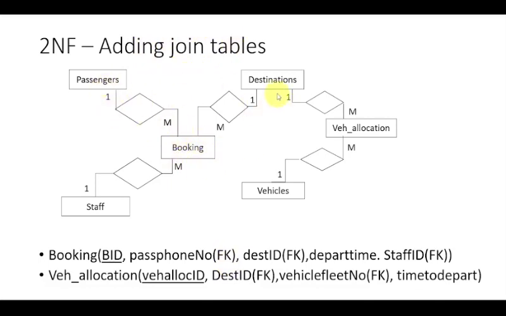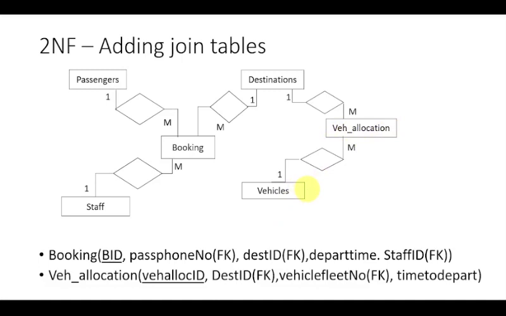So we have passengers to a destination. We have a booking table that will handle them, where the staff is also a member. Remember, the staff was having a many-to-many relationship. So right now, the staff will book passengers to their destinations. He's the one who has a many-to-many relationship with them. Likewise, destination also has a one-to-many relationship with vehicle allocation, and likewise vehicles also have.